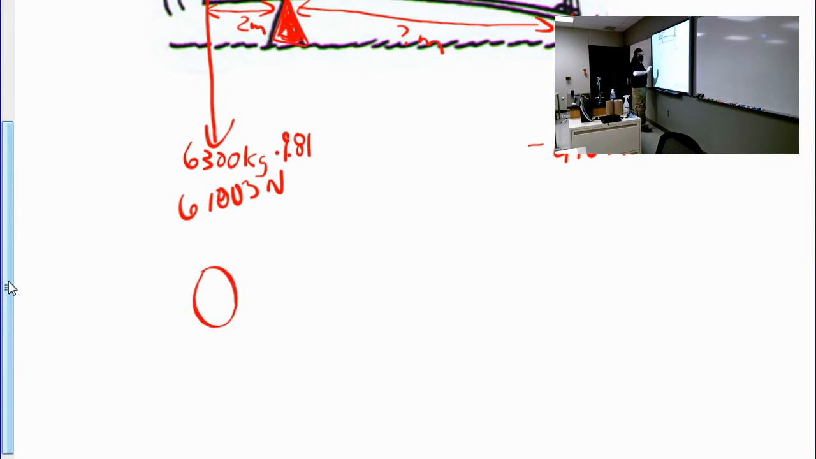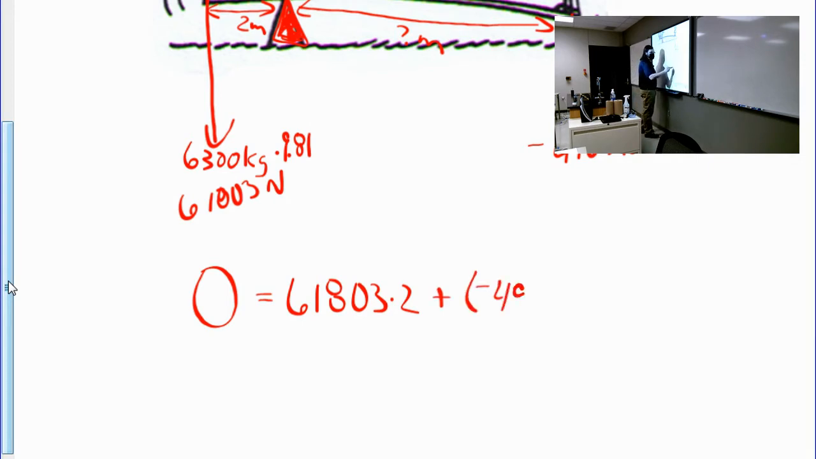So the torque, we want it to balance. So the net torque is going to add up to 0. The first force is coming from the elephant, 618.03 times the distance of 2. That's the first torque, and that's positive. Plus the second torque, negative 490.5 times distance 2. We'll just call it distance 2. Okay? So if I add those together, I'm going to get 0 as my final answer. So now I just solve for distance 2, the one variable I'm missing.